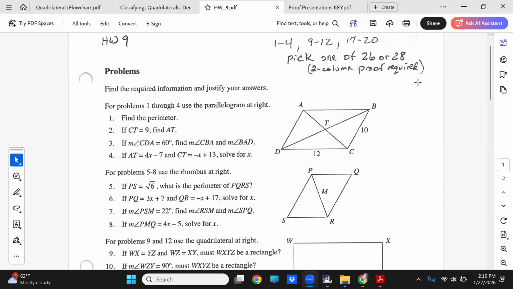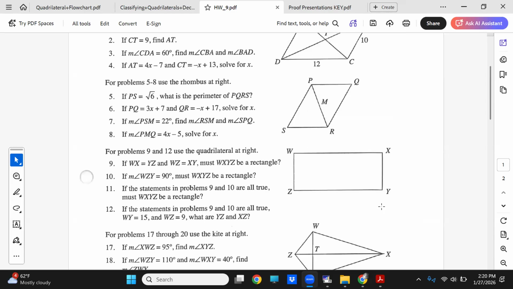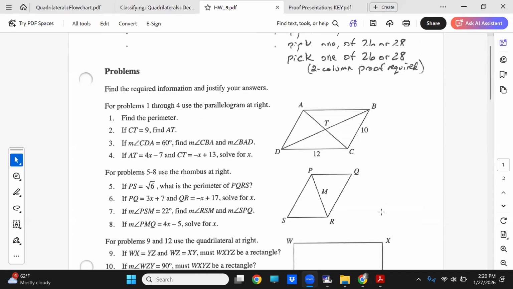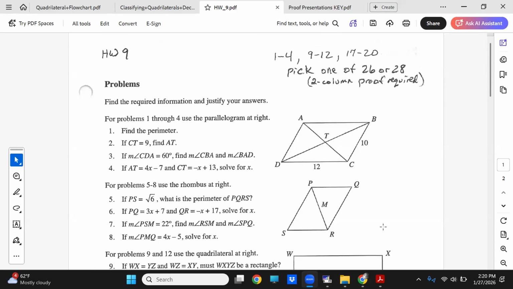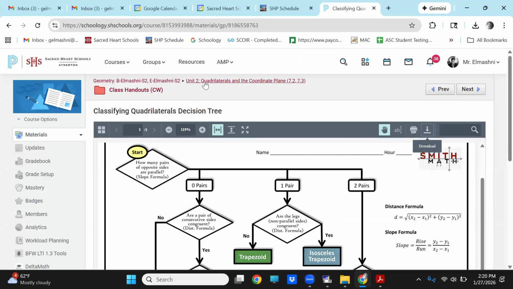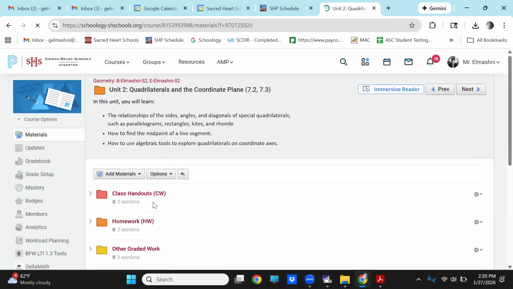Don't do all these problems, by the way. Look at the instructions: 1 through 4, 9 through 12, 17 through 20. And you could choose either 26 or 28. It's a proof. You can choose which one to do. And I believe the answer key will show that. Let me pull up the answer key really quickly, and then we'll have Peter and Maggie present.